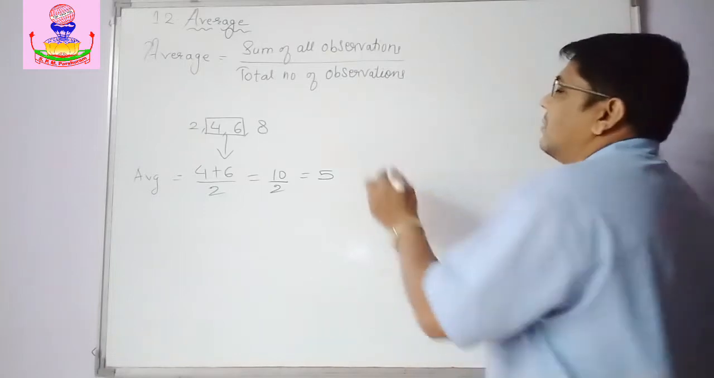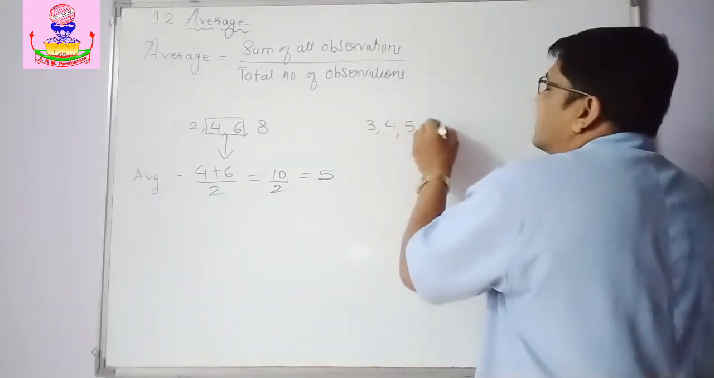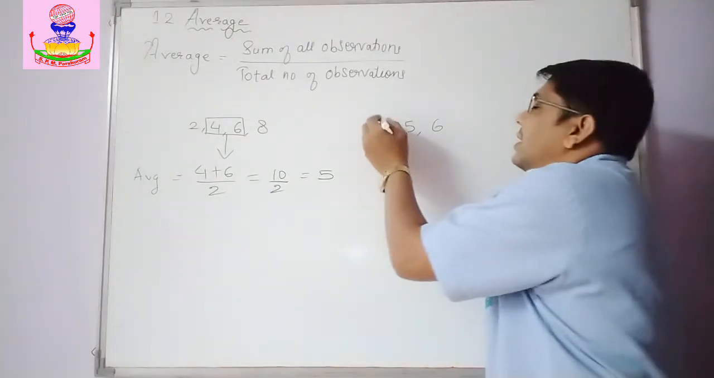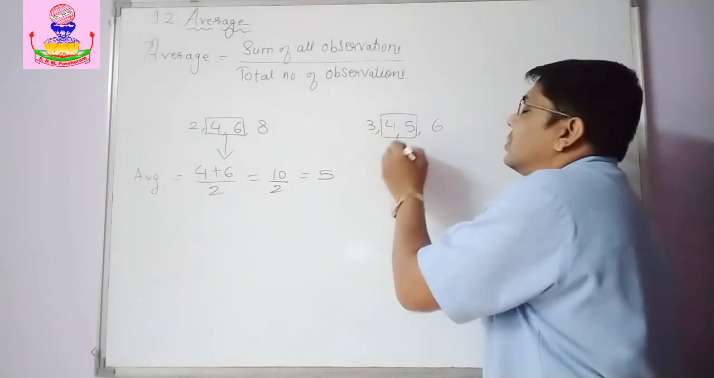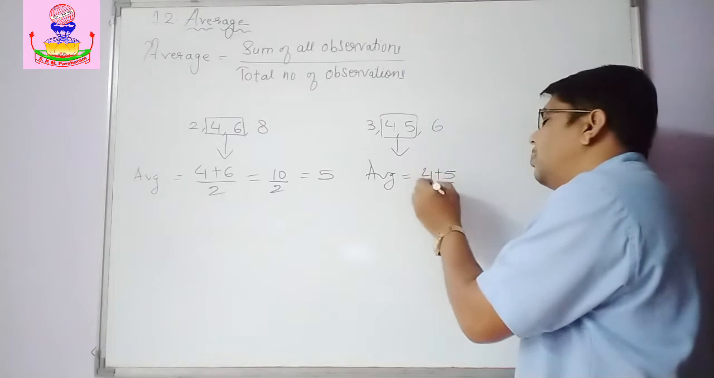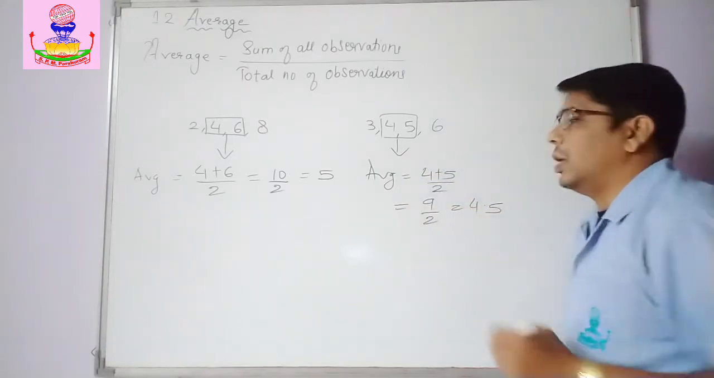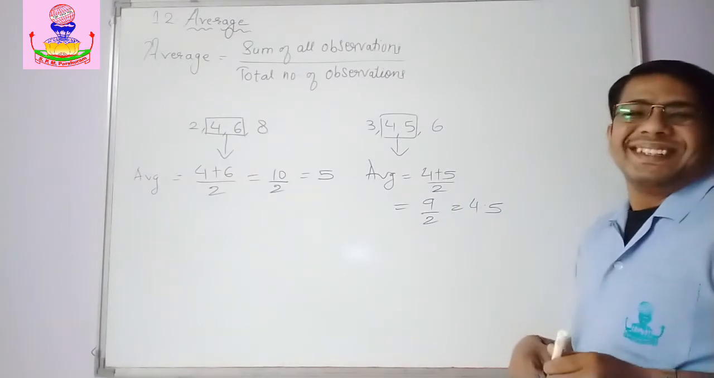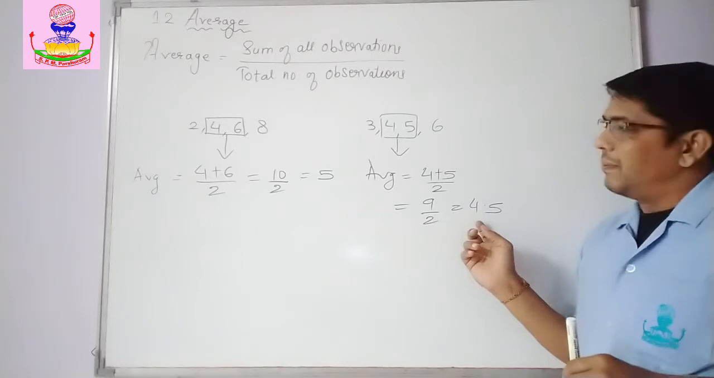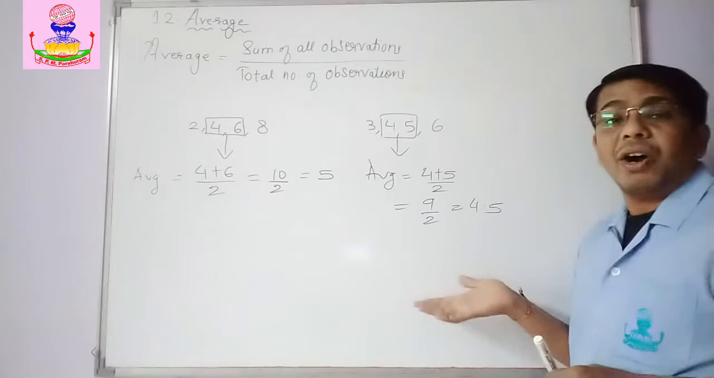Now suppose I have got 3, 4, 5, 6. What will be the average of it? Again, the average of the middle two numbers. So average is equal to 4 plus 5 upon 2. That is 9 upon 2. That is 4.5. So that is the answer. Do you understand? In the same way, you can think of odd numbers also.